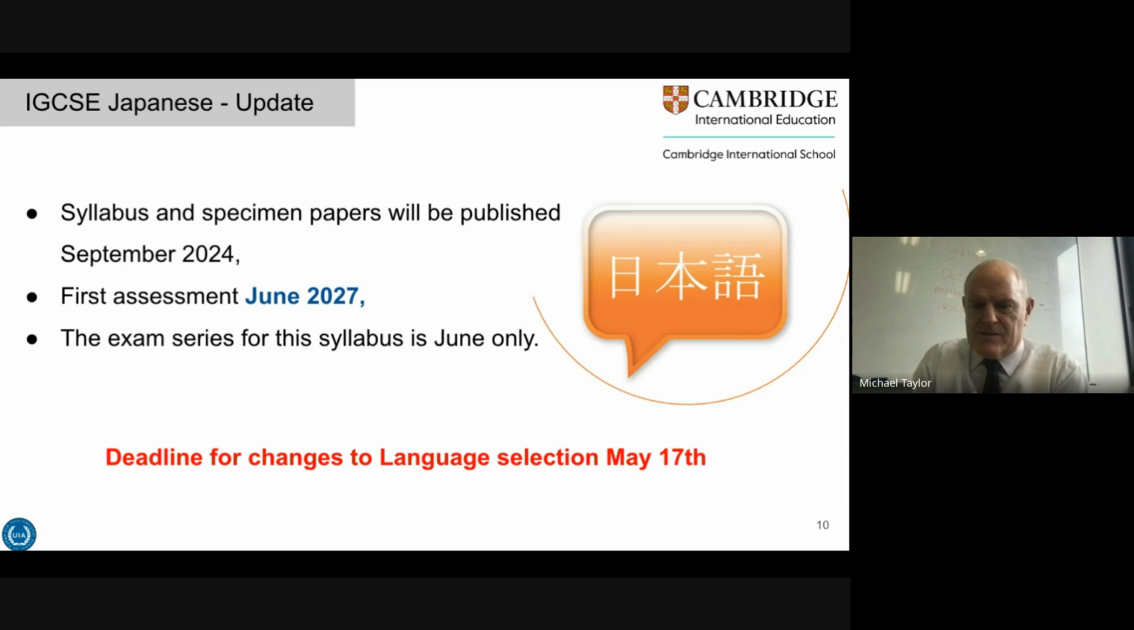But that's the good news. These things take time. And so, as you can see, IGCSE Japanese will not be assessed until June 2027. That's an important aspect to note. So the bottom line is grade 6 students now can study Japanese and sit the IGCSE and have it contribute towards their ICE award. We're aware that there were some changes and that we had a lot of students chop and change out of French and Japanese.